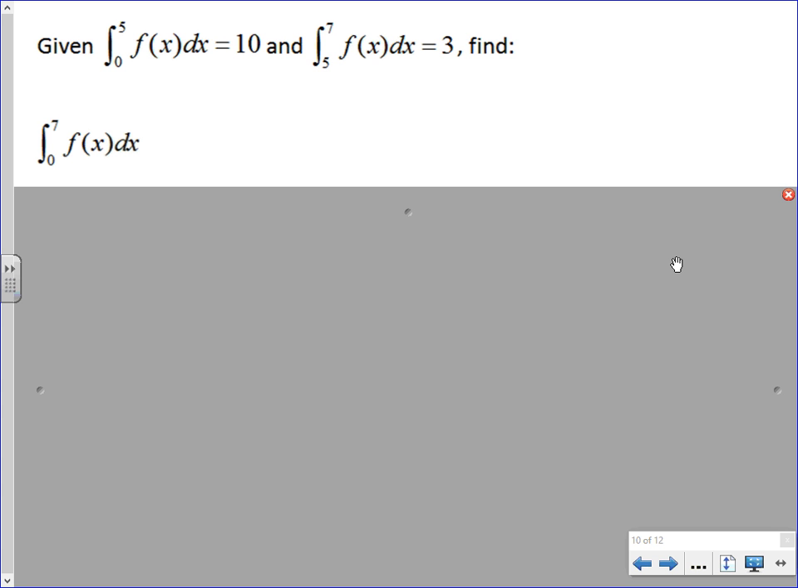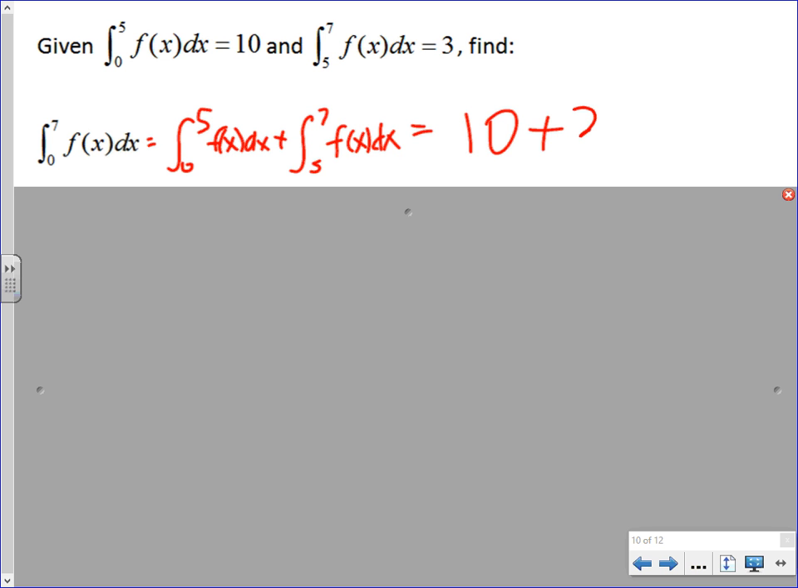In order to find the integral from 0 to 7, Sammy, what are we going to have to do? Just add them. Sammy asked, do we add them? Yes, we do. Okay, this is the same as the integral from 0 to 5 plus the integral from 5 to 7. You don't have to write that. What you need is 10 plus 3 is 13. That's our integral. Okay? Yes, you are right.